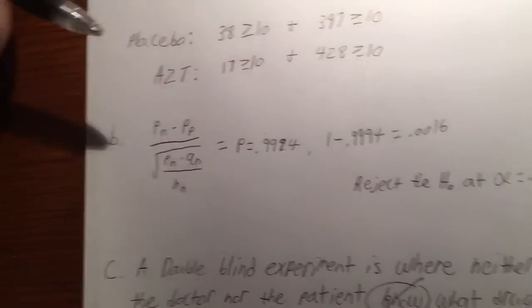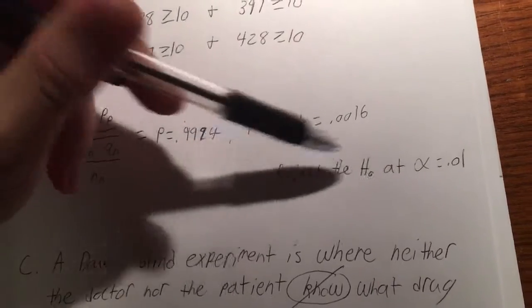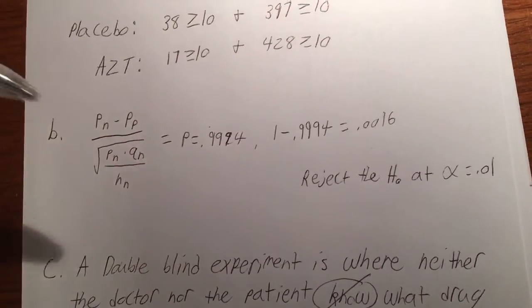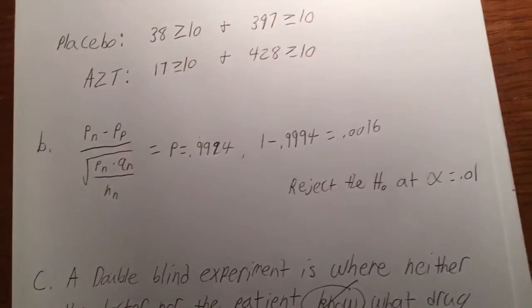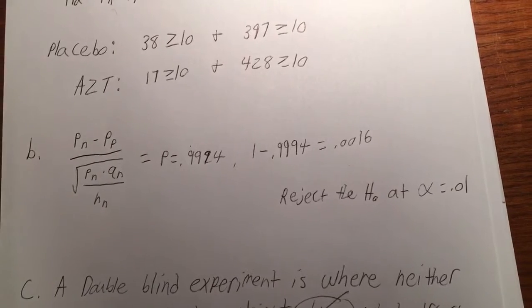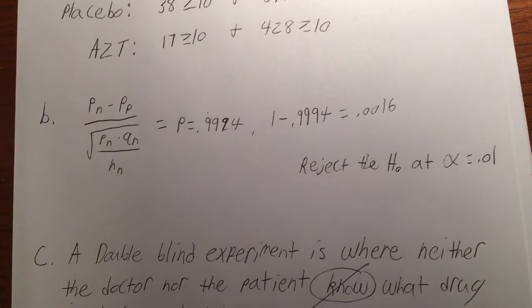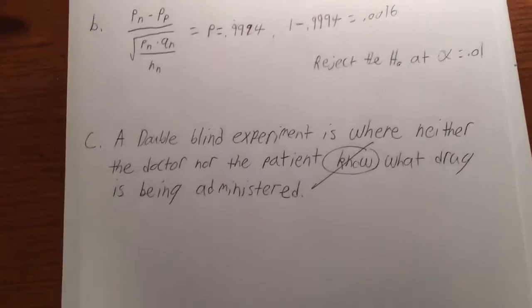Then you would take 1 and minus it by that, and that would give you 0.0016. And so now you would also reject your H0, because that value is less than your 0.01, which is your alpha value. And you determine that alpha value of 0.01 because this is a pretty important statistical study that we are doing. Okay, moving on to C.